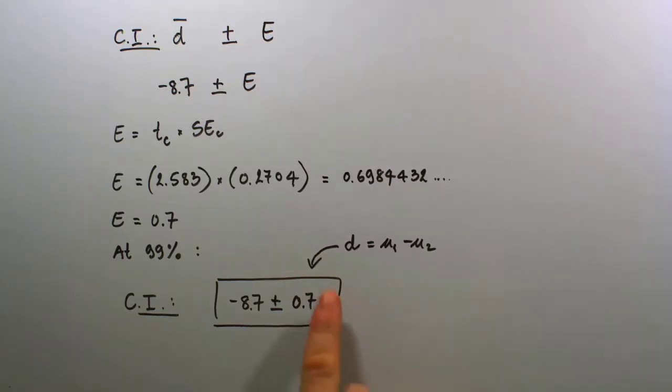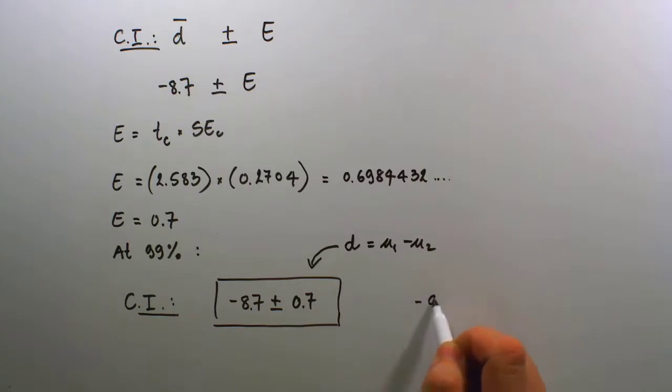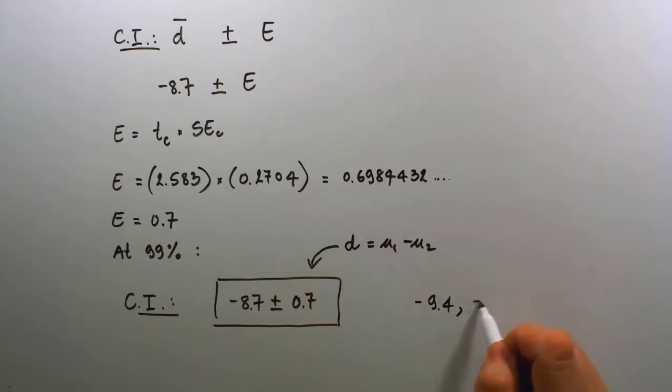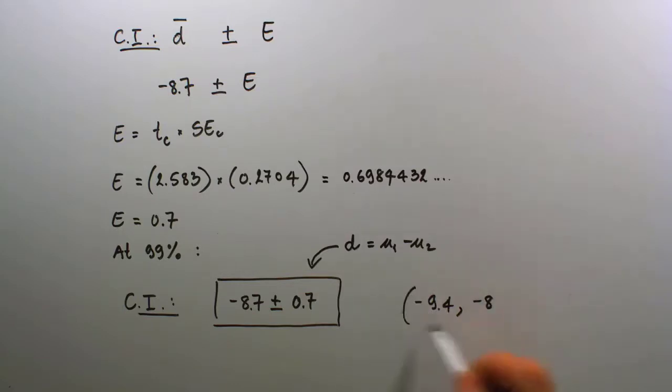And then we can also bring this interval into traditional format by simply subtracting this margin of error from the center value and also adding this value to the center value. So subtracting this margin of error from the center value, we're looking at negative 9.4. And that's the low end of our interval. And so the high end of our interval here is going to be 0.7 plus negative 8.7. So that gives us negative 8. And so we have a confidence interval in traditional format right here.